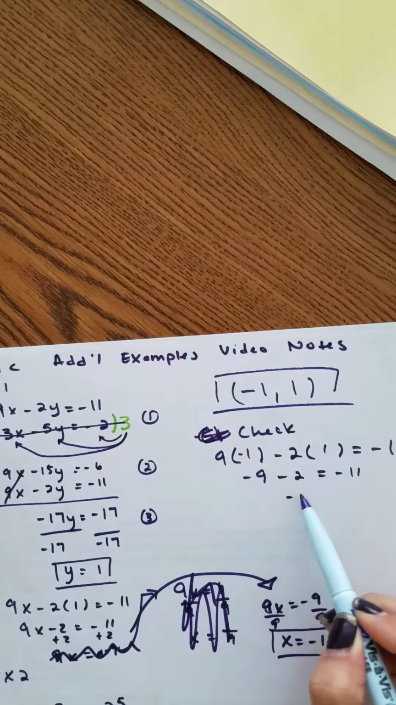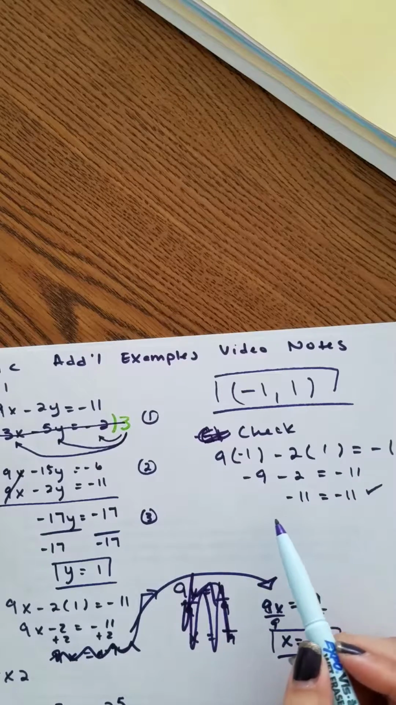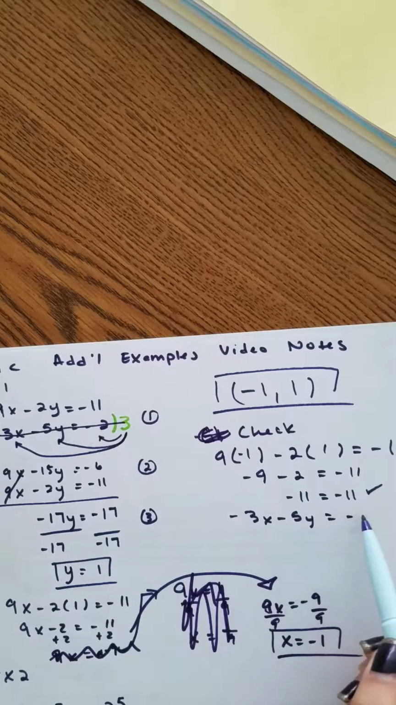Negative 9 minus 2 is negative 11. Okay, true statement. So we'll do it with the second one. Negative 3x minus 5y is equal to negative 2.